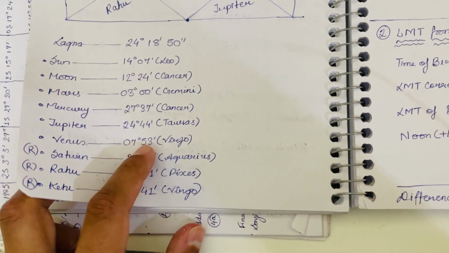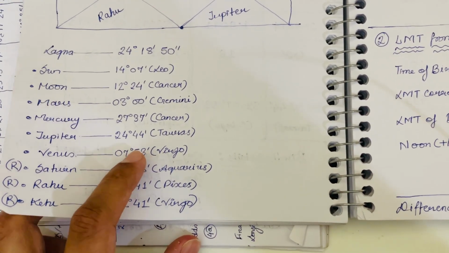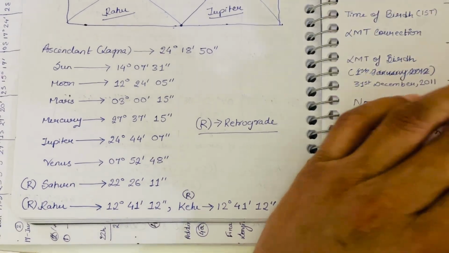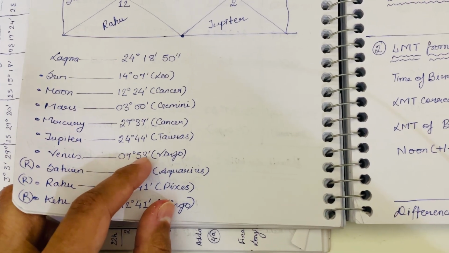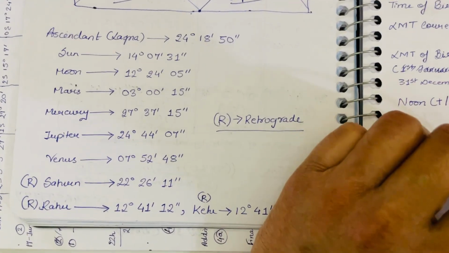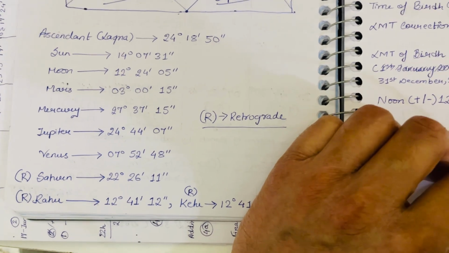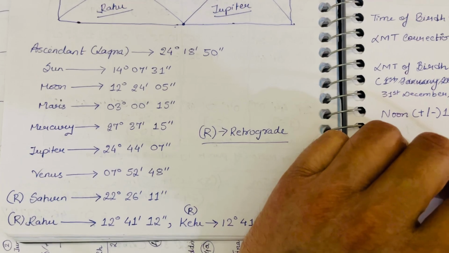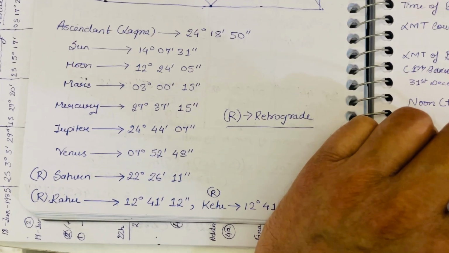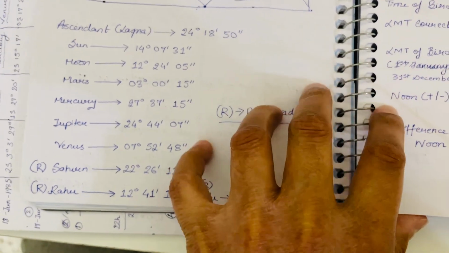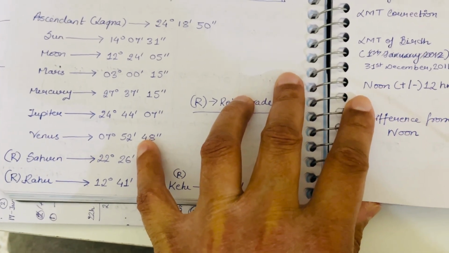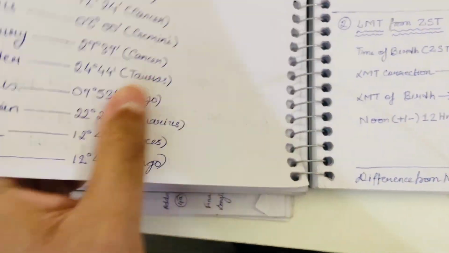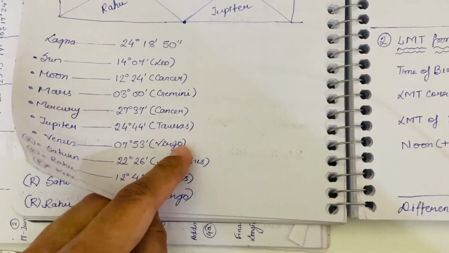Now you will find, sir, it is differing by 1 minute, because in the ratio method it is 7 degree 52 minutes. In the logarithm method it is 7 degree 53 minutes. In the ratio method it is 7 degree 52 minutes and 48 seconds. If you want to convert this value to minutes, it will be 7 degree 53 minutes, because the second value is greater than or equal to 30. So exactly the value will be the same. It is 7 degree 53 minutes in the sign of Virgo.